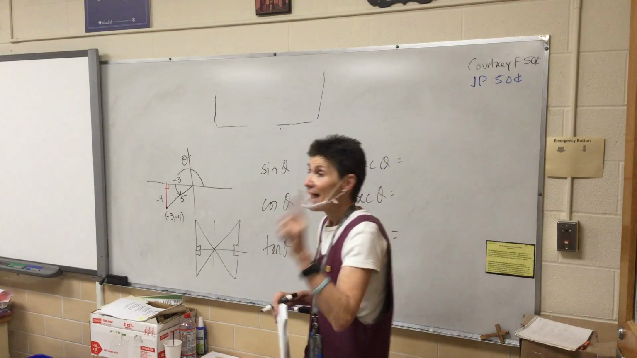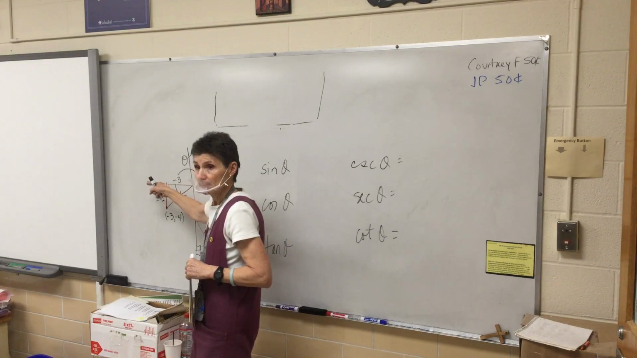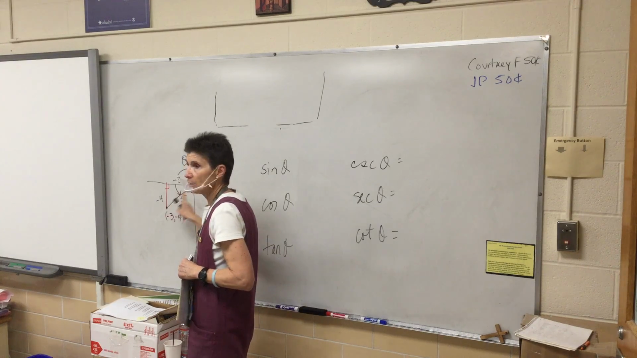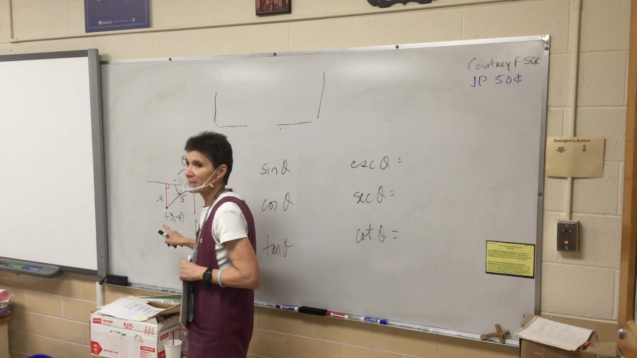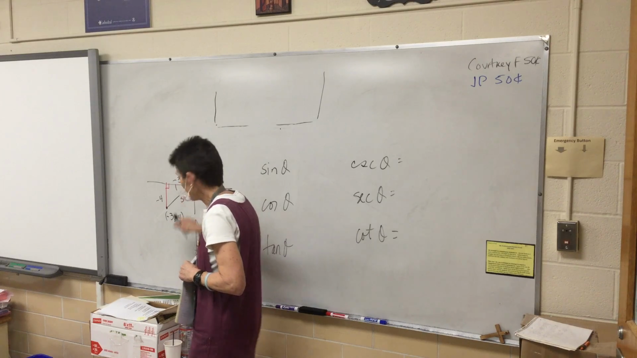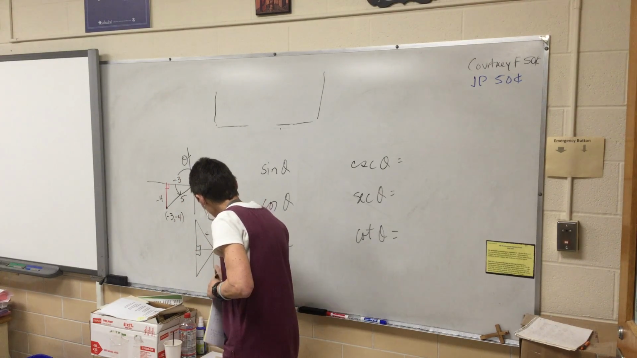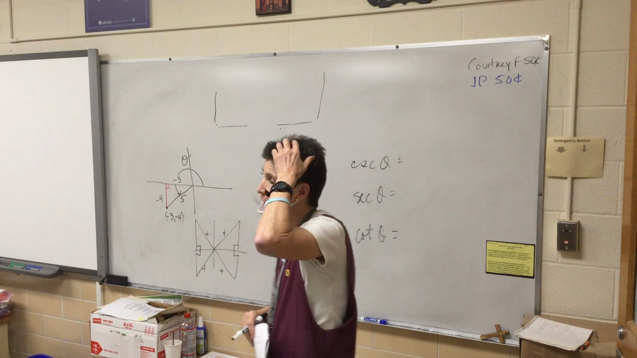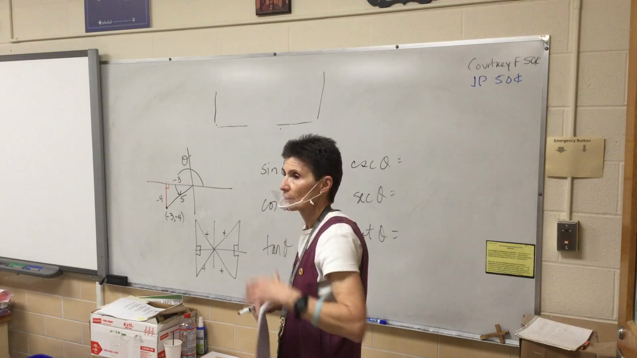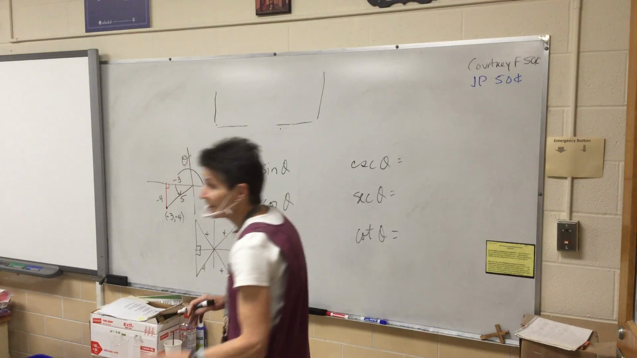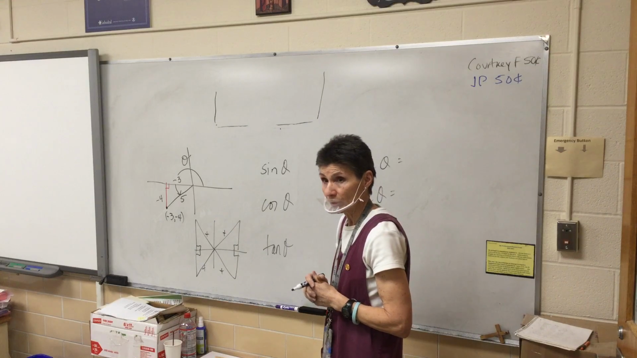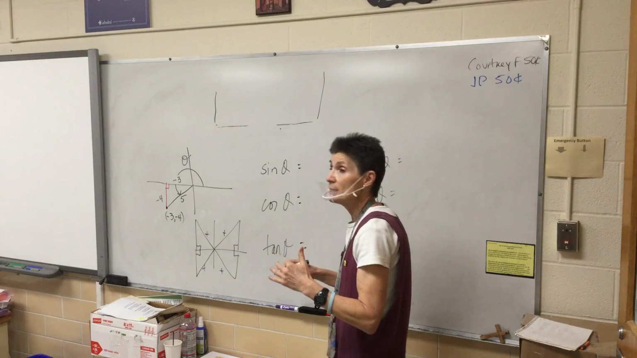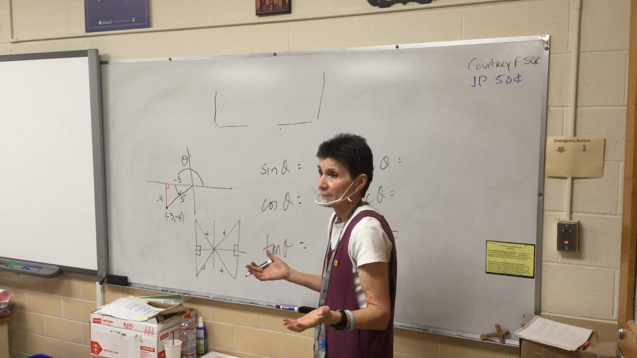Now, x can be negative, y can be negative, but our hypotenuse is always positive. This will never be negative, so this is always positive. These diagonal sides, the hypotenuses, will always be positive. X and y can be negative depending on the quadrant that we're in. So now what does that mean for my sine and cosine and stuff? Well, I'm going to do it all the same, but some of them are going to be negative.